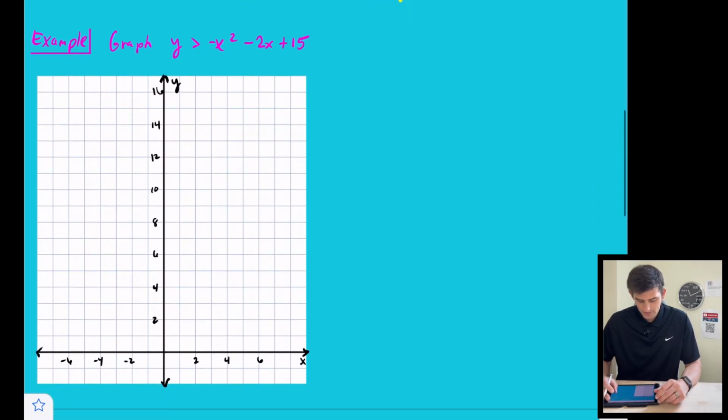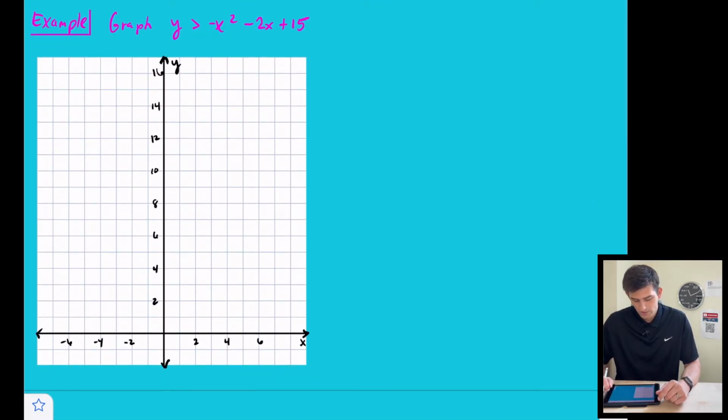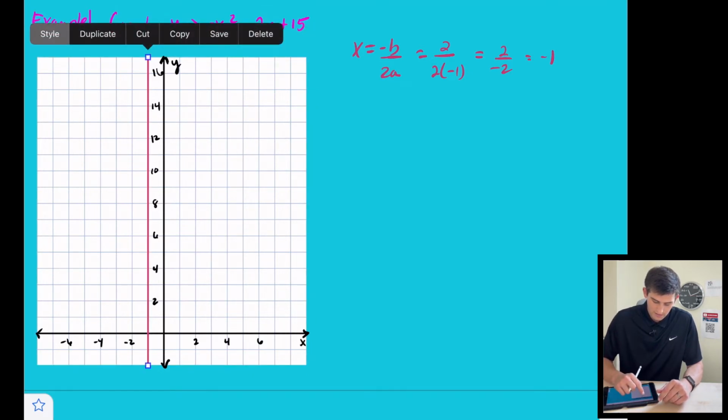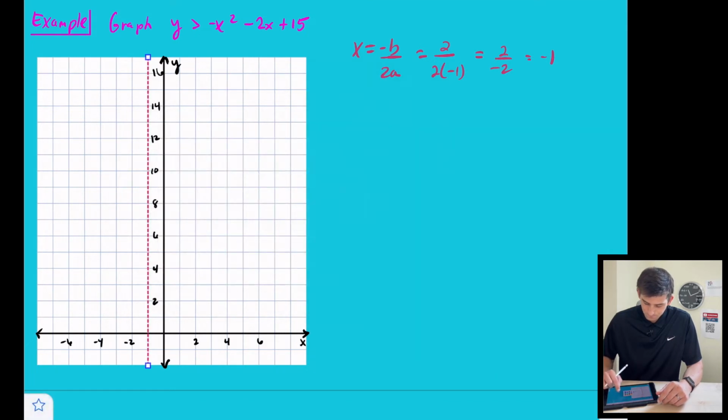We have one example to look at in this video, and we're going to graph y is greater than negative x squared minus 2x plus 15. The first thing we're going to do is graph our parabola. We start off by finding the axis of symmetry, which is equal to opposite of b over 2a. Right now b is negative 2, so opposite of b would be 2, and a is negative 1. So this is 2 divided by negative 2, which is negative 1. Now we can put our axis of symmetry right here, and I'm going to make this a dashed line.